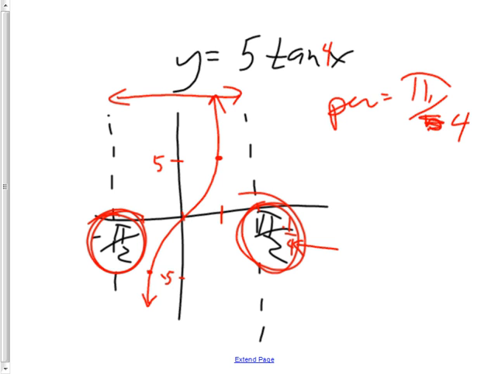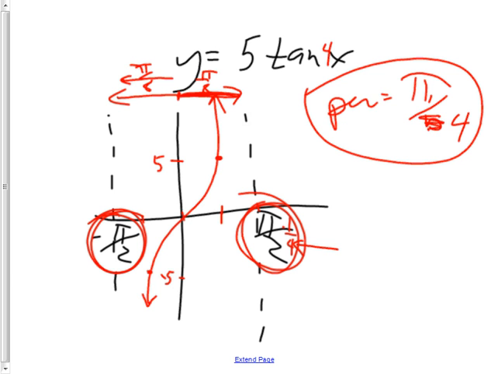Because pi over 8 this way, plus another pi over 8 going that way, would give me a total of 2 pi over 8, also known as 1 pi over 4, which is what the period's supposed to be. So these should be pi over 8 and negative pi over 8 is what they changed to.